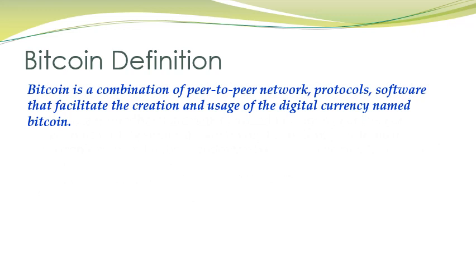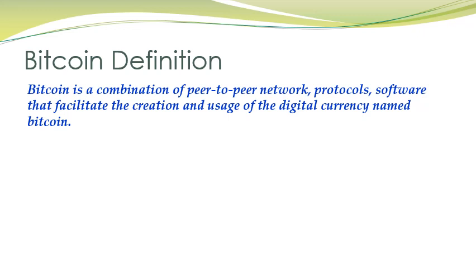We have studied the Bitcoin definition in previous sessions also. Bitcoin is a combination of peer-to-peer network protocols and software that facilitate the creation and use of the digital currency named Bitcoin. Whatever the features and properties of blockchain, those properties are applicable to Bitcoin, because blockchain provides the infrastructure for Bitcoin, and Bitcoin is considered to be the first implementation of blockchain.